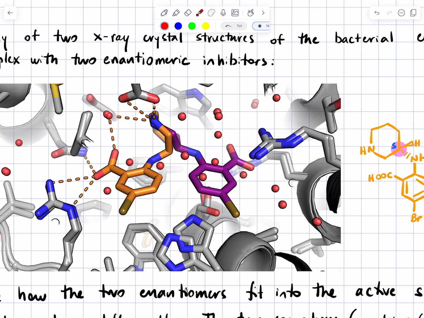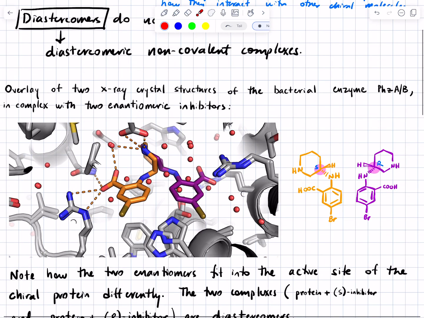Yes? How is it a diastereomer and not an enantiomer? The two molecules are enantiomers of each other. The complex of those two molecules with the same protein are diastereomers of each other, because the protein has stereocenters too. And remember, enantiomers have to have opposite configuration at each and every stereocenter. Diastereomers have opposite configuration at least one, but not all. Got it? Okay, good.